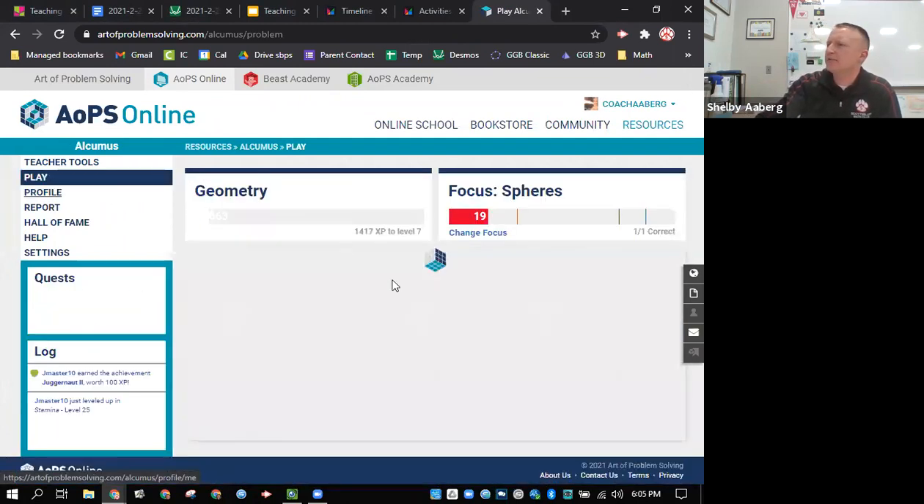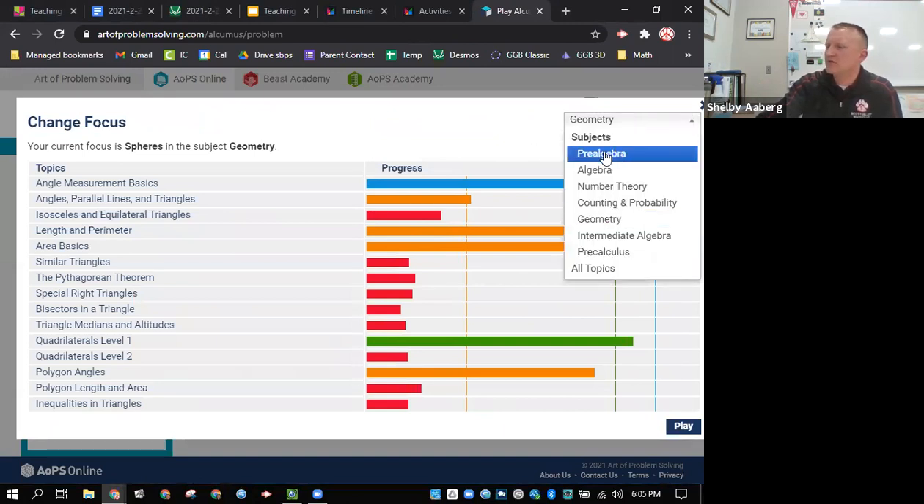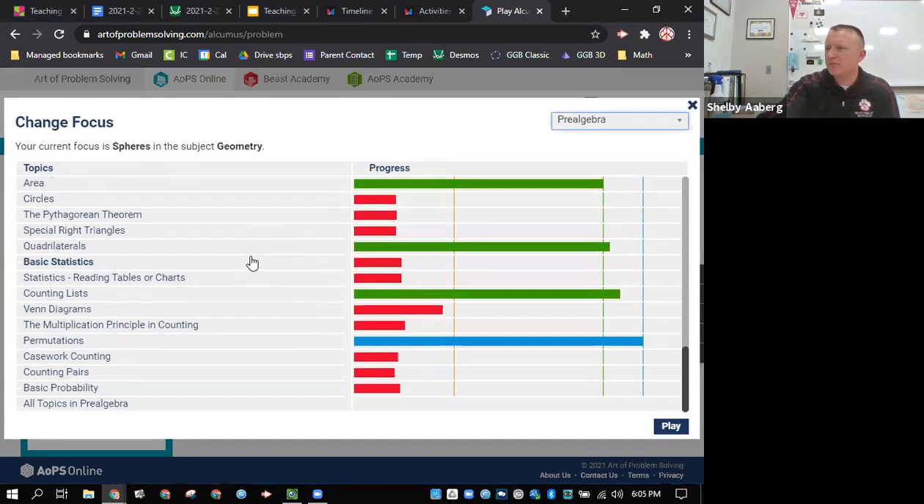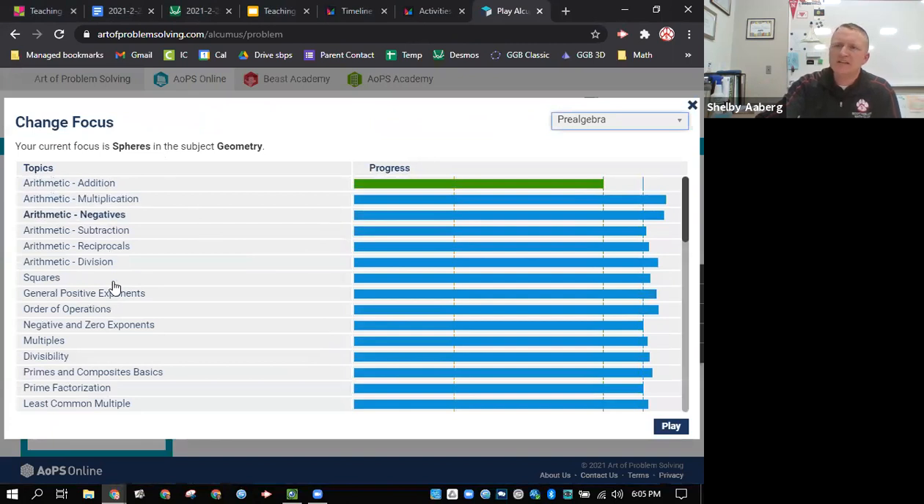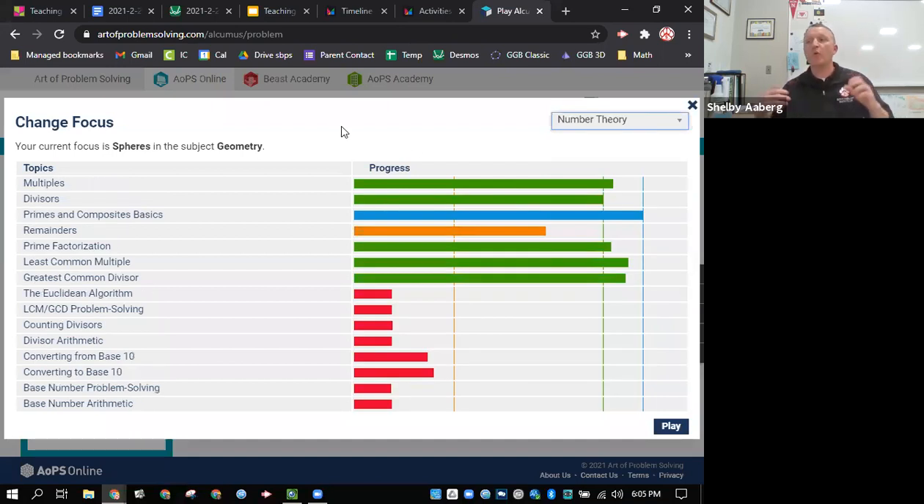So if I go to play, change focus. One thing I have my middle schoolers doing, so a lot of people ask how are you building that middle school program, is having kids work through pre-algebra. And then the next thing I have them do is go to number theory. Gauss once said number theory is the queen of mathematics, right? Mathematics is the queen of all the sciences and number theory is the queen of mathematics. So we want kids to have a really good understanding of what a multiple is, a divisor, what a GCD is, the Euclidean algorithm, bases and mods.